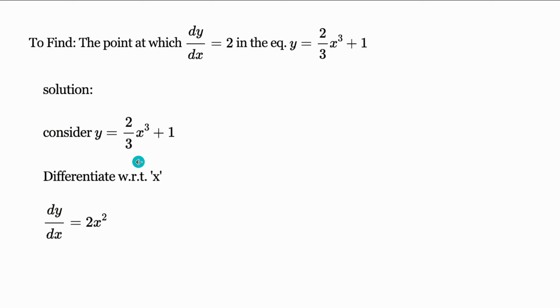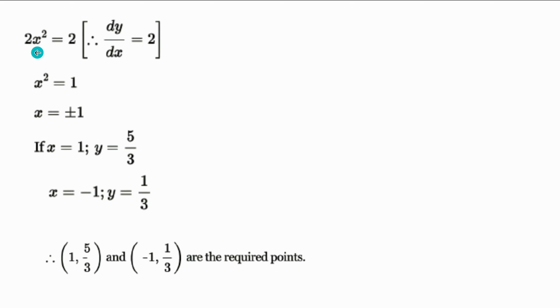So solution: first you will find the differentiation of y with respect to x. When we do dy by dx, we get 2x square. Now the value of dy by dx has been given to us in the question as 2, so we will put 2 over here. So 2x square is equal to 2 because dy by dx is equal to 2. Now after solving this, we get the value of x, that is either plus 1 or minus 1, because of the under root sign. So plus 1 or minus 1.